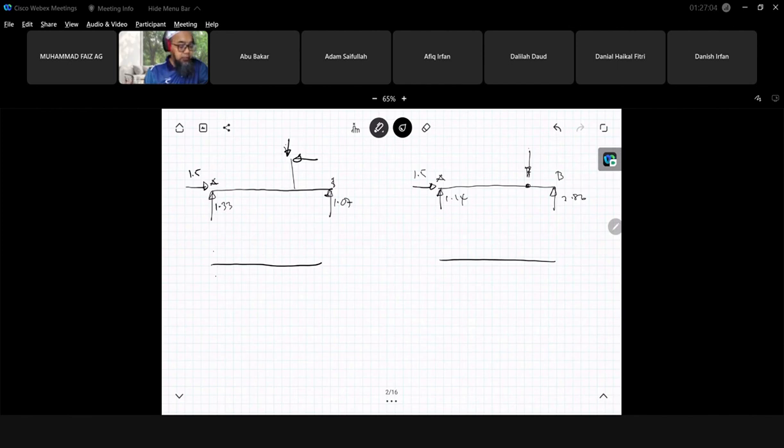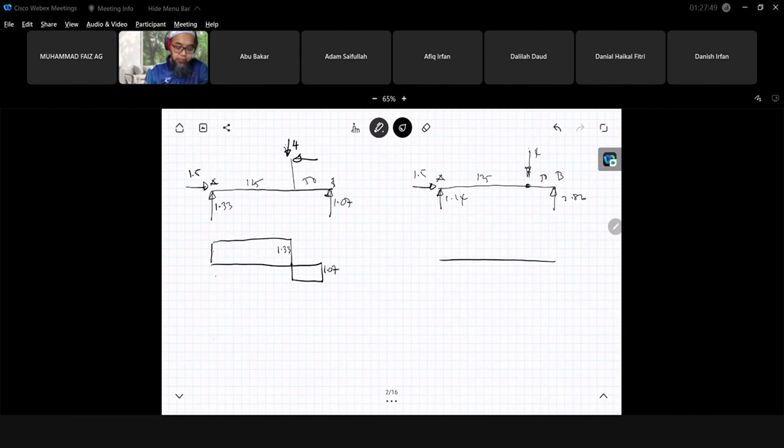Okay, shear force diagram. 1.33. This is 125, this is 50, 125, 50. 1.33. Get to this one. And this is 4 kilonewton. So 4. This is 1.33, it's 1.07.